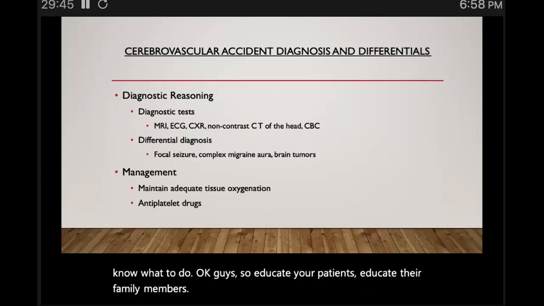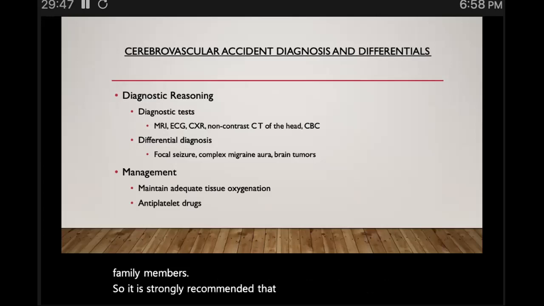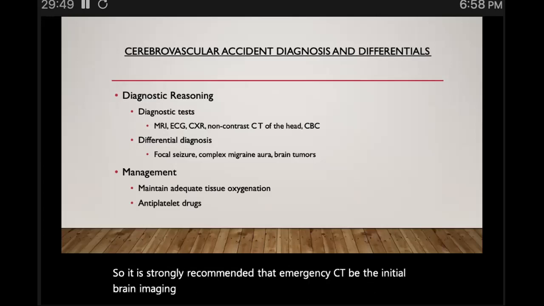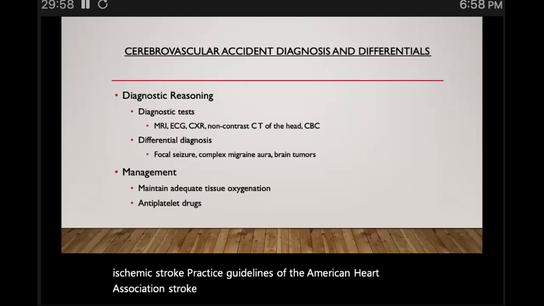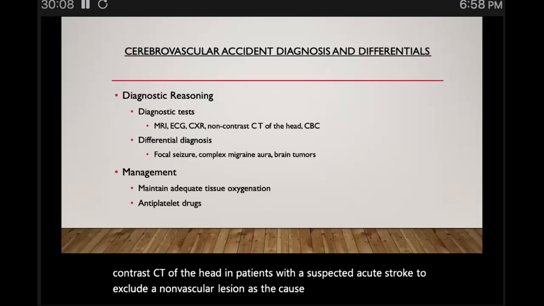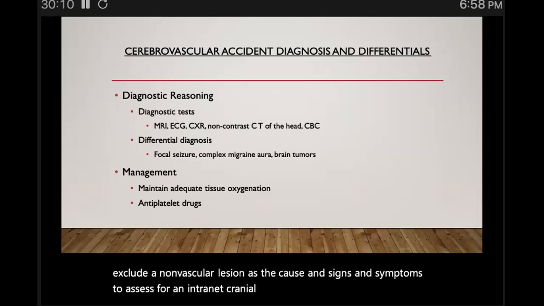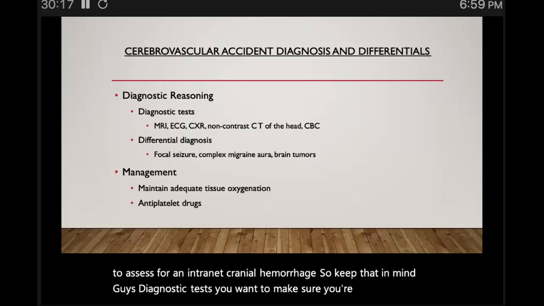It is strongly recommended that emergency CT be the initial brain imaging study for the emergency evaluation of a suspected ischemic stroke. Practice guidelines of the American Heart Association Stroke Council recommend the use of a non-contrast CT of the head in patients with a suspected acute stroke to exclude a non-vascular lesion as the cause of signs and symptoms and to assess for an intracranial hemorrhage. So keep that in mind, guys. For diagnostic tests, you want to make sure you're following practice guidelines based on the American Heart Association Stroke Council.